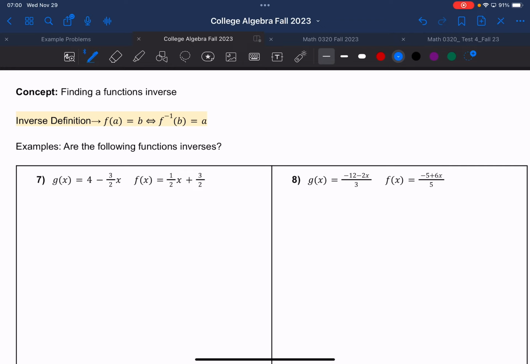Okay, and here's the formal definition up here where it says f of a is equal to b. It's the same as saying the inverse of f of b is equal to a. Notice they just swapped out their variables, a b, b a.